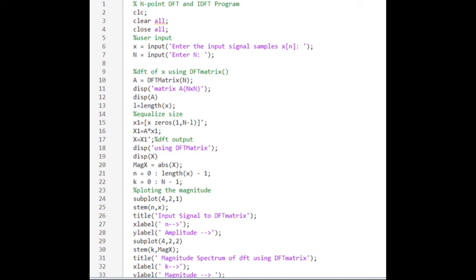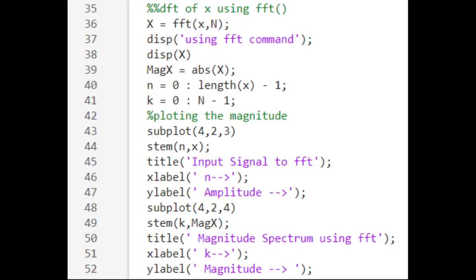We display the value of X and set the magnitude of X equal to the absolute value of X, from line 23 to 33. We plot the graph for the input signal to the DFT matrix and the magnitude spectrum of the DFT using the DFT matrix. For the second part, which is the DFT of x using the fast Fourier transform, X will be adjusted as FFT with the variable of x and capital N.